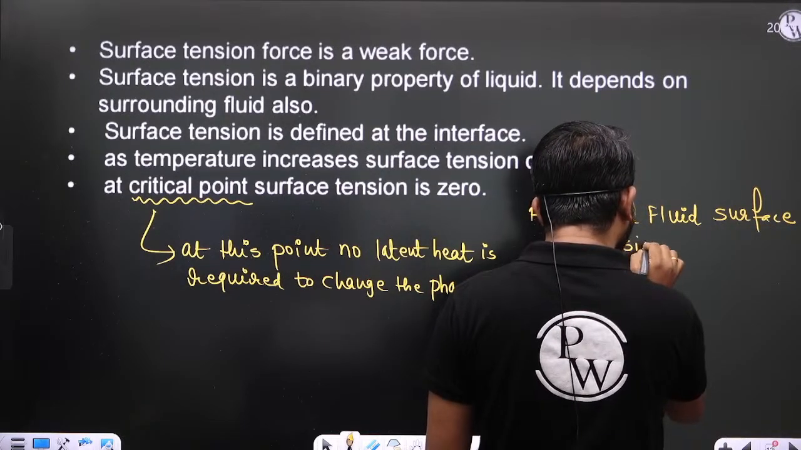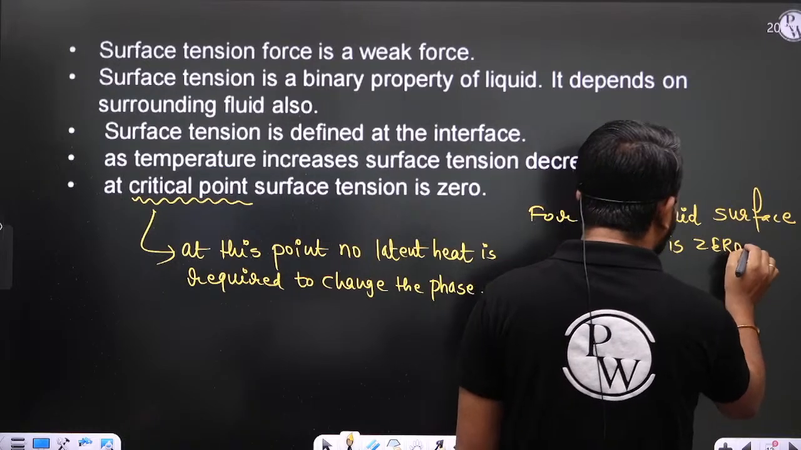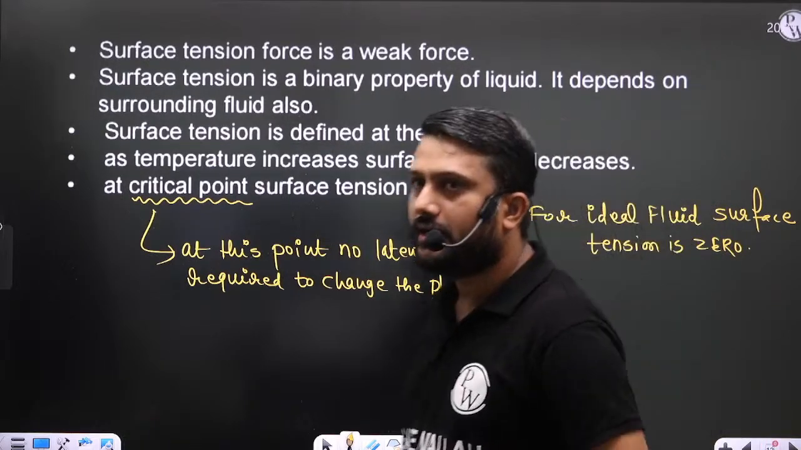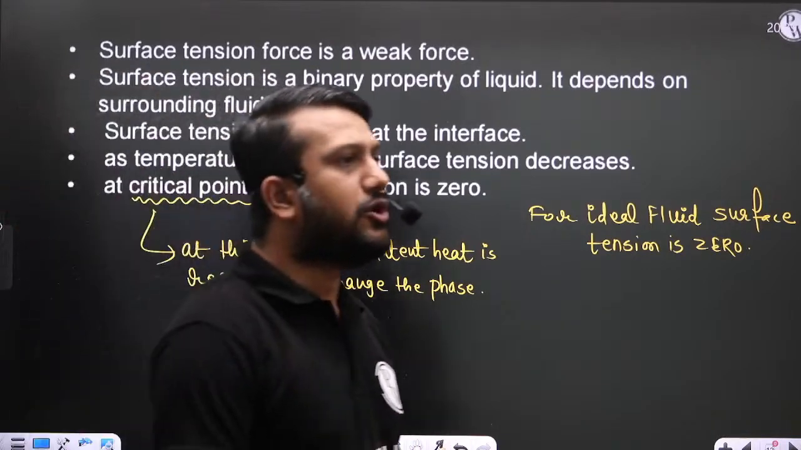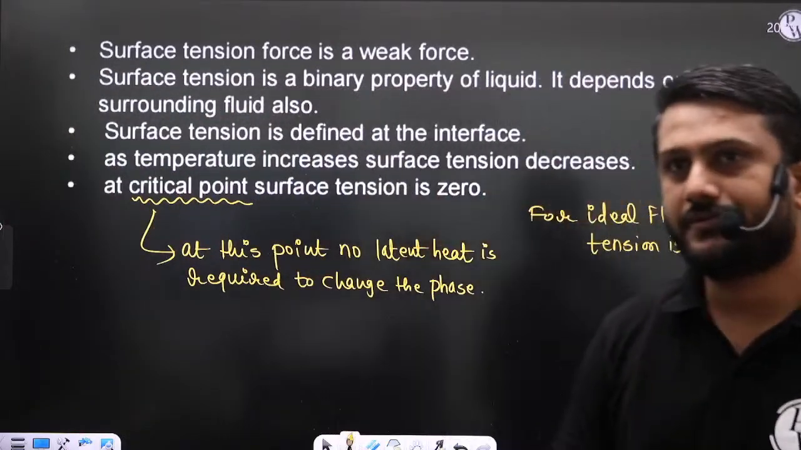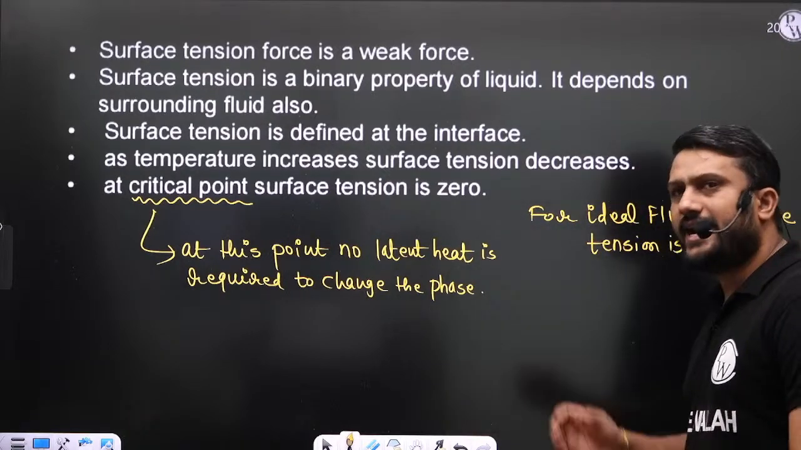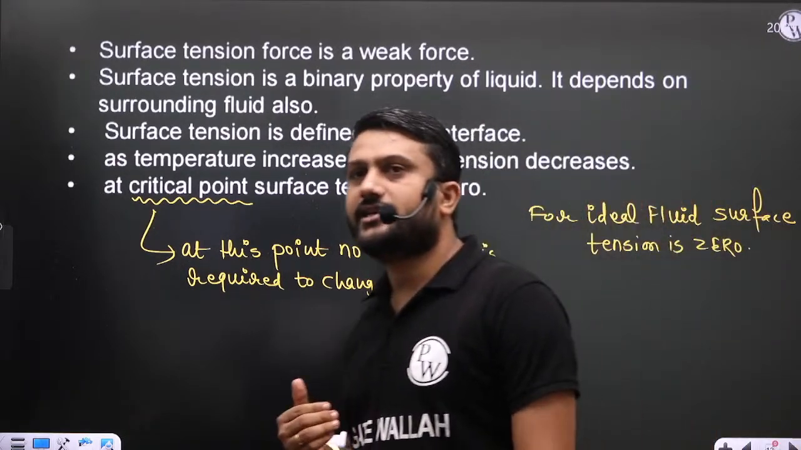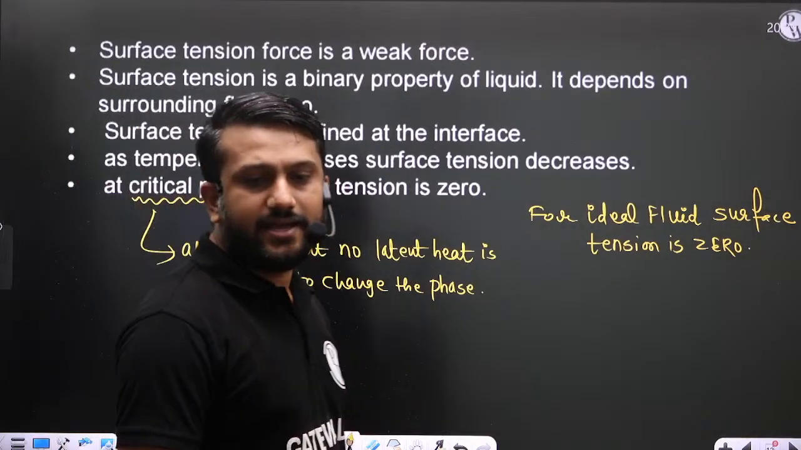Surface tension is 0. Why is it 0? Because in the case of an ideal fluid, there is no cohesive force between the molecules. There is no intermolecular attraction force. That's why, in the case of an ideal fluid, the surface tension value is 0. And we already discussed that surface tension is defined at the interface.